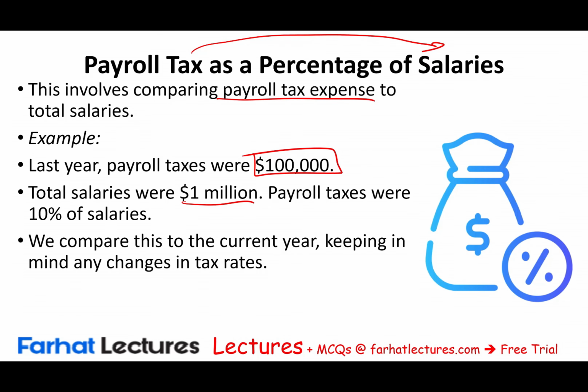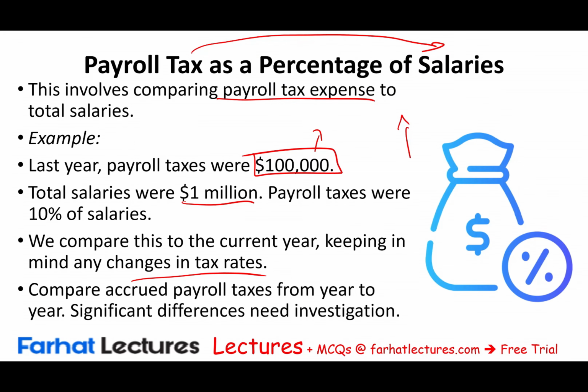Now we compare this figure to this year, again keeping in mind any changes in tax rate. Now if the government raised the payroll tax, then we would expect the 100,000 to be, assuming we still have salaries of 1 million, maybe, for example, 120 or 130, depending on the changes in tax rate. And the opposite is true. In some circumstances, the government might lower the tax rate, then you have to make those adjustments.